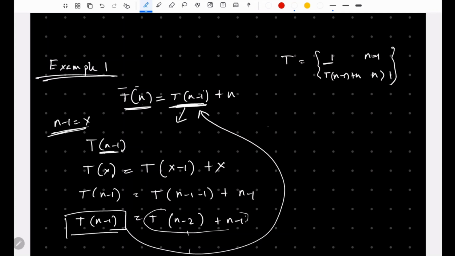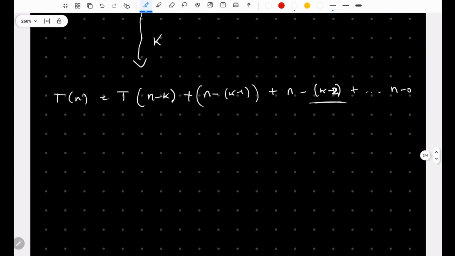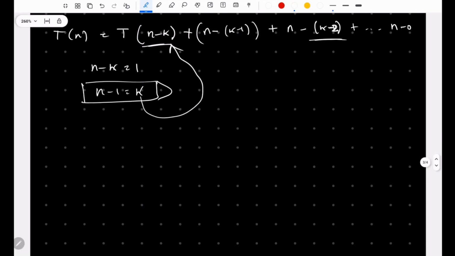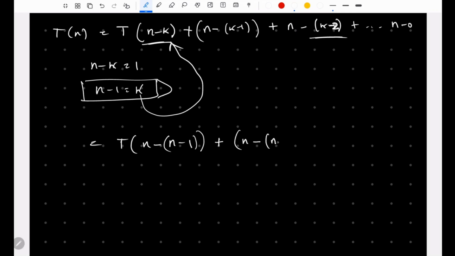So we can see if we want to find T of 1 equal to 1, we want this to become 1. So n minus k is equal to 1. So we can write k is equal to, if we bring k this side, n minus 1 is equal to k. So now we will substitute the value of k here. So it will be T of n minus 1 plus n minus 1 minus 1 plus n minus 1 minus 2 plus dot dot dot n minus 0.